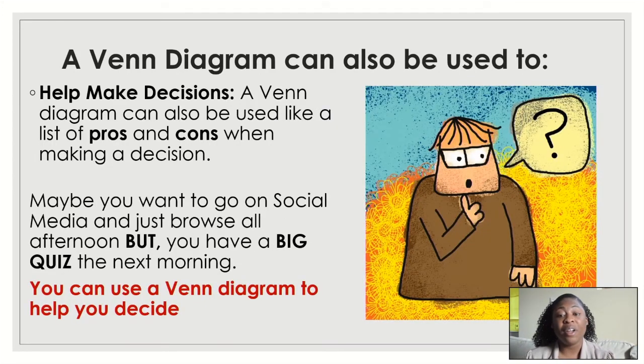A Venn diagram can also be used to help make decisions. A Venn diagram can also be used like a list of pros and cons. When making a decision, maybe you want to go on social media and just browse all afternoon, but you have a big quiz the next morning. You can use a Venn diagram to help you decide.